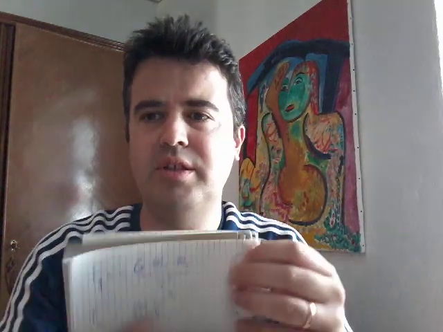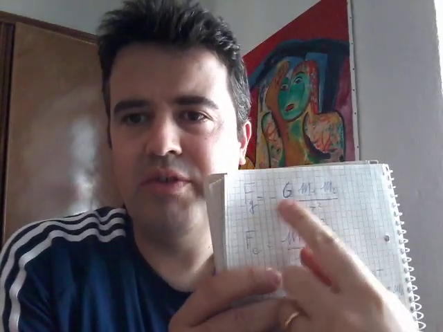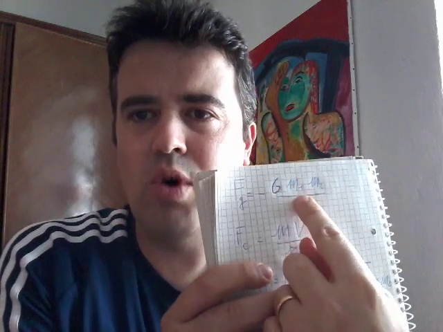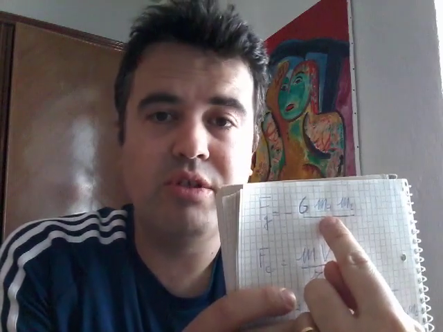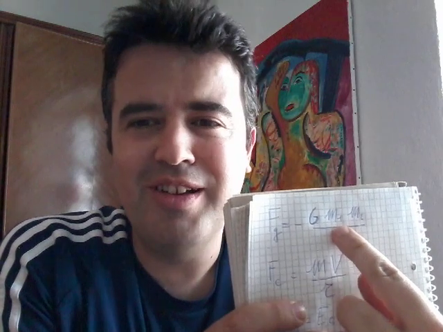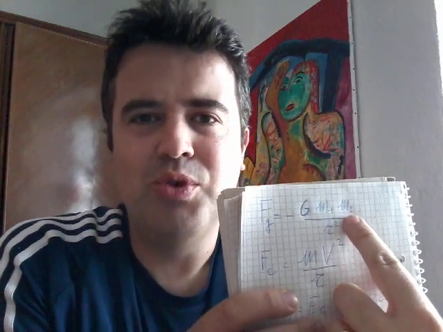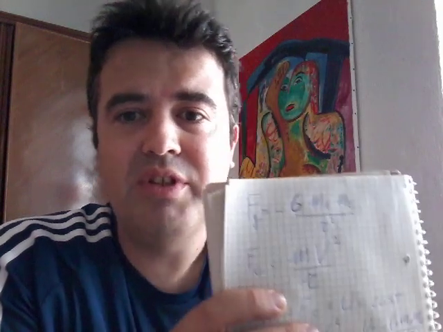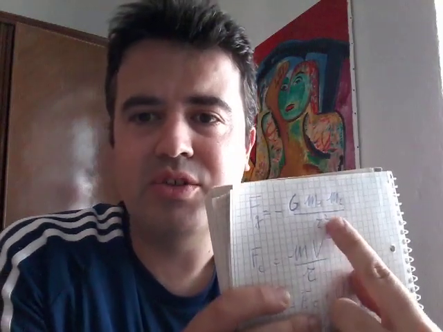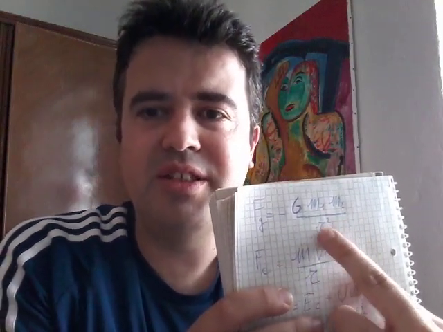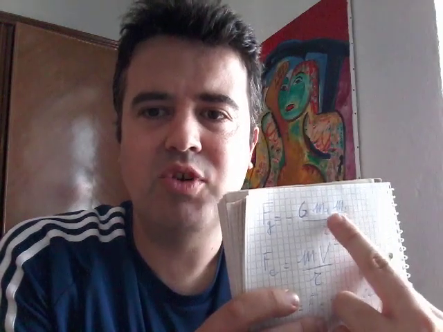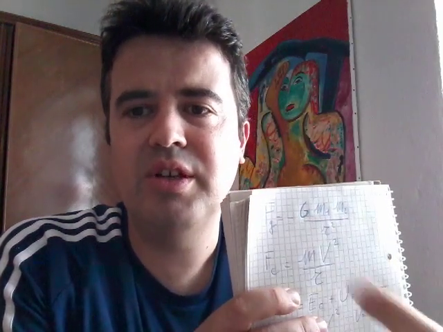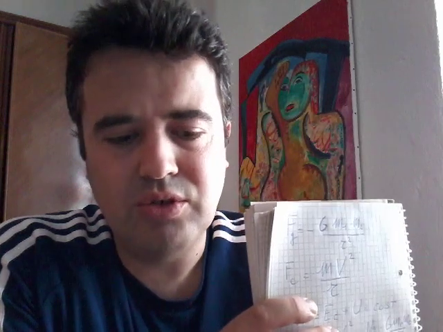The formula is this one. The gravitational force is given by this formula, where m1 is the Earth, or the first body, the biggest one. m2 is the body subjected to the gravity force. R squared is the distance of the second body from the center of the Earth. G is the gravitational constant.